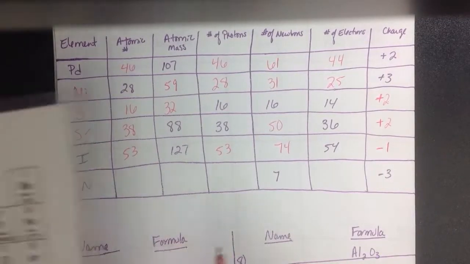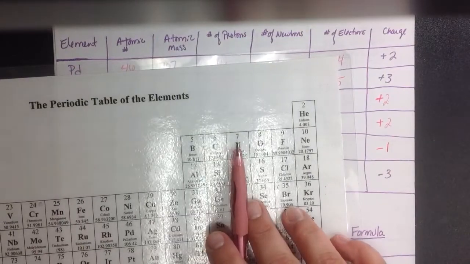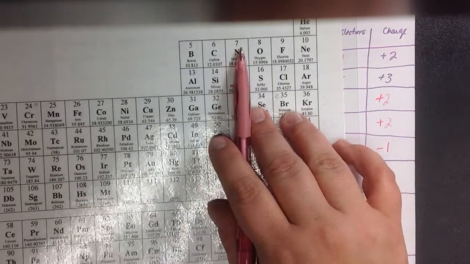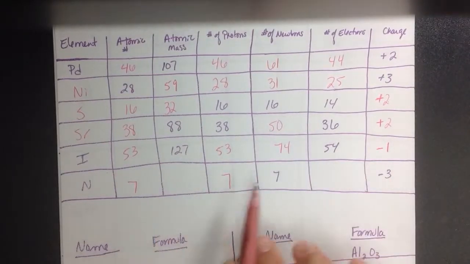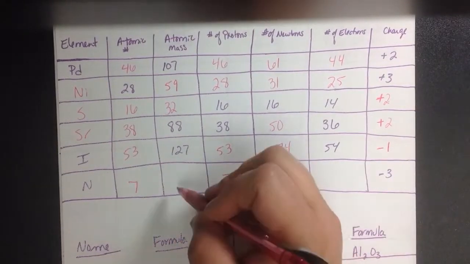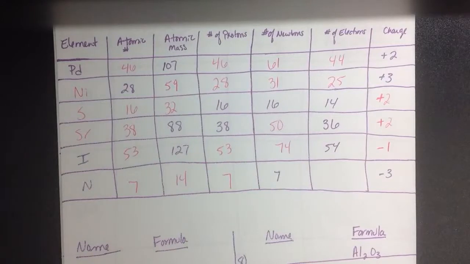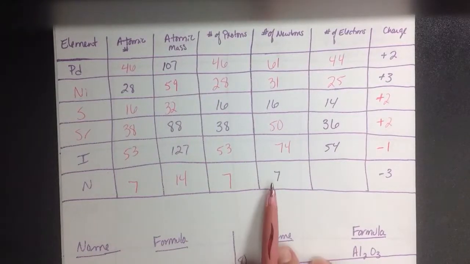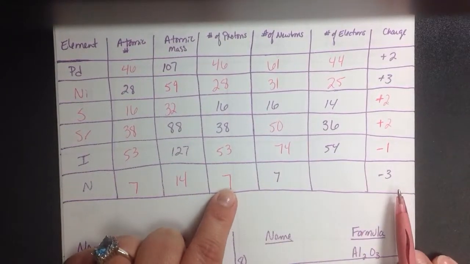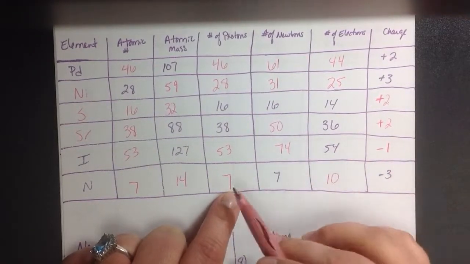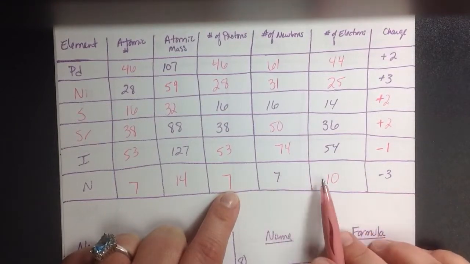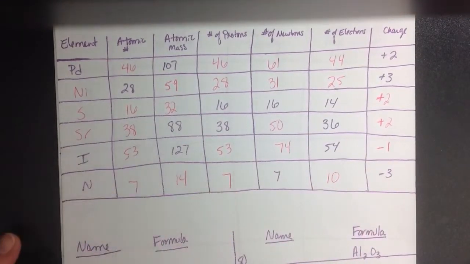And finally, nitrogen. Nitrogen has an atomic number of 7. That's the number of protons. Neutrons and protons together give you the atomic mass of 14. Now, we've got a negative 3 charge, protons, there's 7 of them. We need 3 more electrons, so 7 plus 3, or 10, will give you a minus 3.